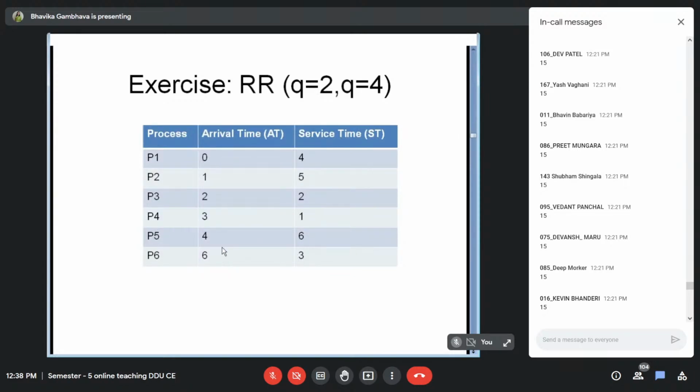Okay, is there anyone who has completed time quantum 2? Can you give me the response time for this 6 process for time quantum 2? Okay. I know probably I am hurrying you unnecessarily, but I just want to ensure that you are on the right track.